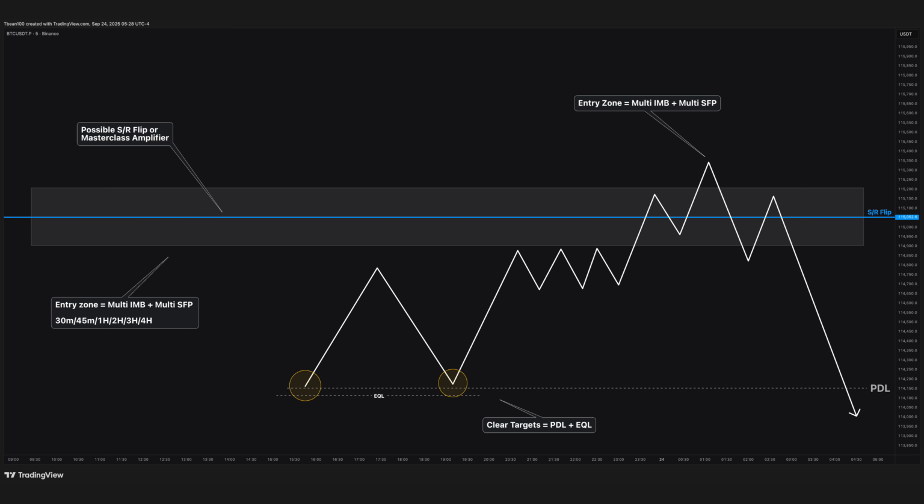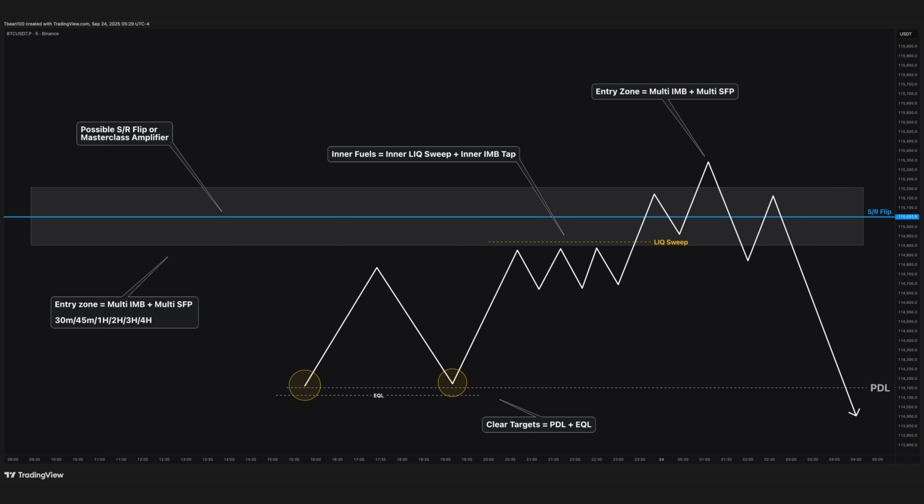Right here we've got a really solid entry zone that's built around a mix of multiple imbalances and SFP, or swing failure pattern. And if you look closely, when there is an inner liquidity sweep, like the one we are pointing out here, it gives you an extra layer of confirmation and confidence. The rest is not too complicated actually. It all comes back to structure.